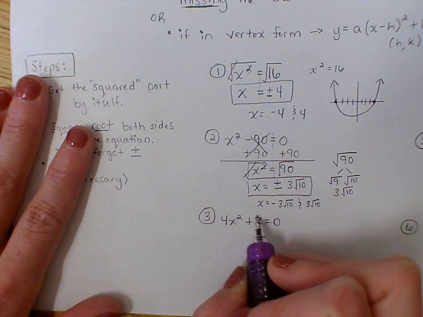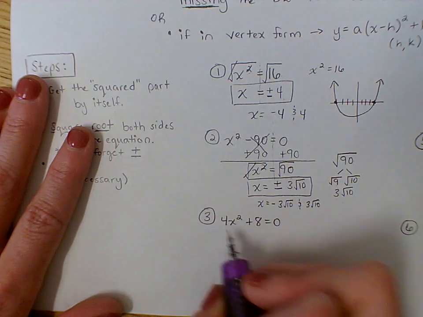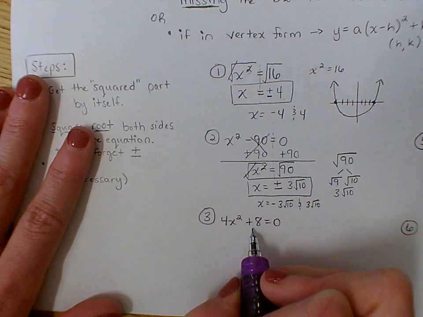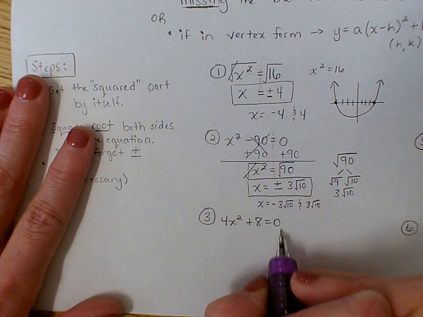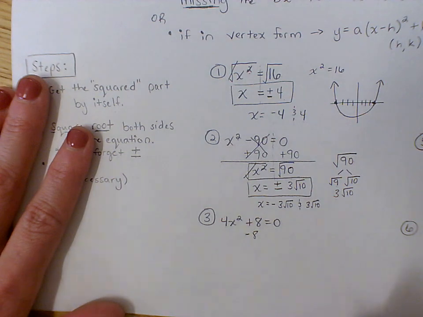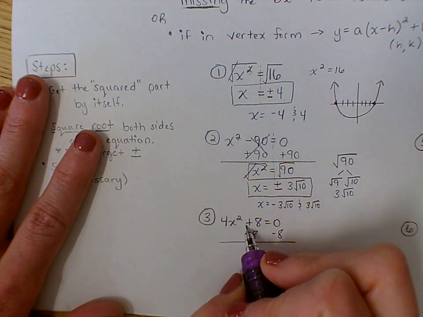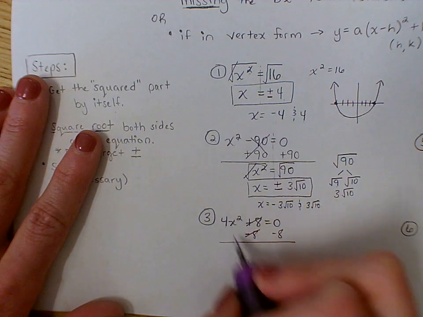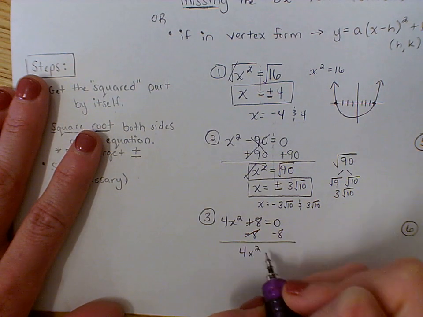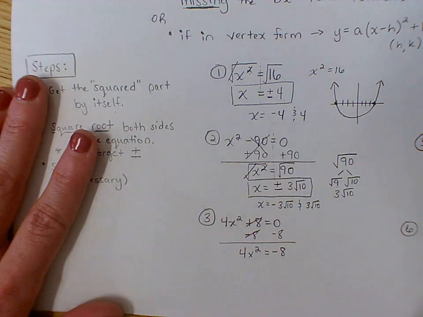So that means I have to get this 8 to the other side, but then I also have to get that 4. When you're adding or subtracting, you start with that part to move it to the other side. So to get this positive 8 to the other side, I do the opposite, which is to subtract it. 8 minus 8 is 0, and then I end up with 4x squared on this side. And on this side, I have 0 minus 8, which is negative 8.